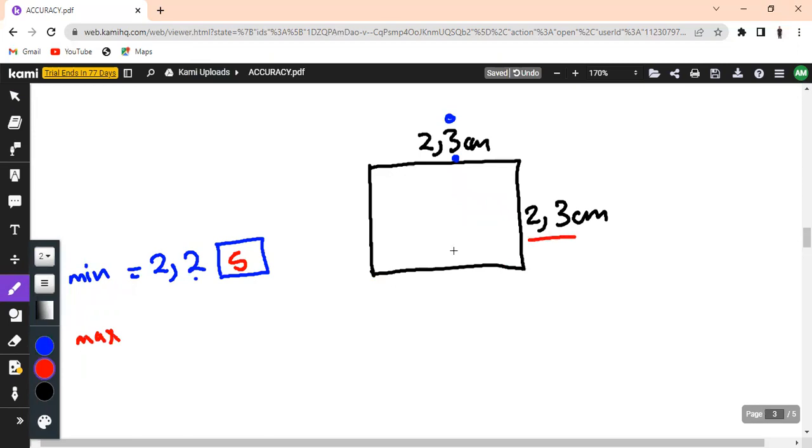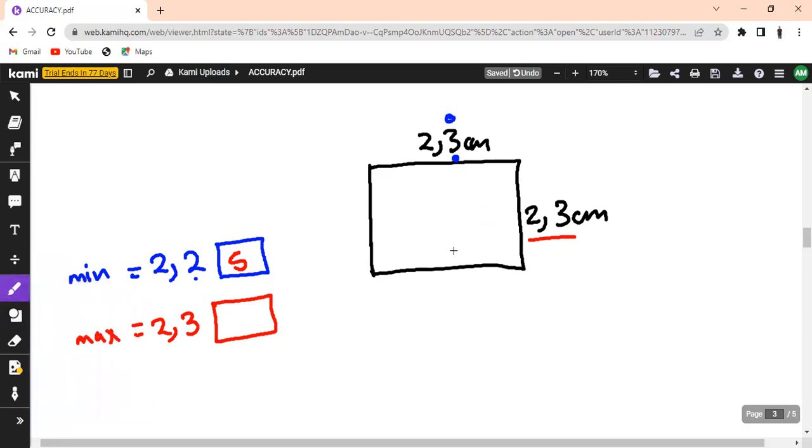You write this as it is, which is 2,3. Then all you need is to find the digit that is not going to change this 3, because you want to remain with 2,3. So the digit is not supposed to change the 3, it's supposed to remain with 3, but that digit is the maximum digit. And what digit is that? Is 4. So which means these are the minimum and maximum values.